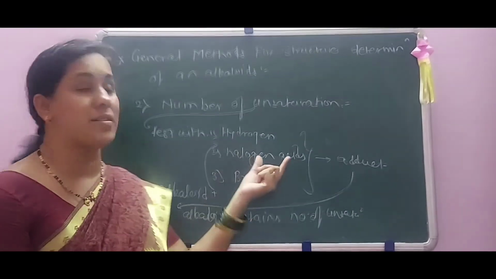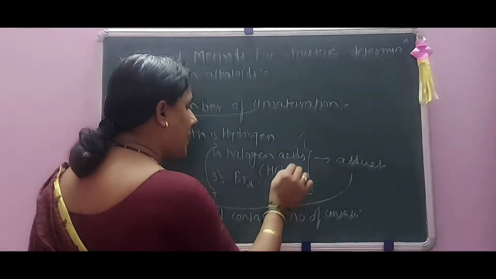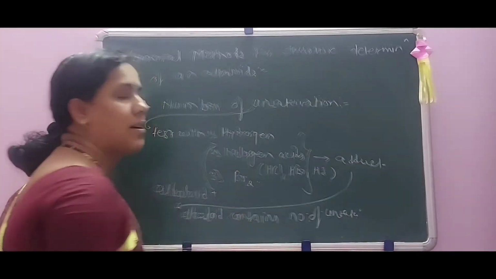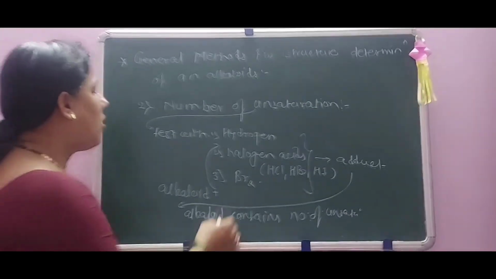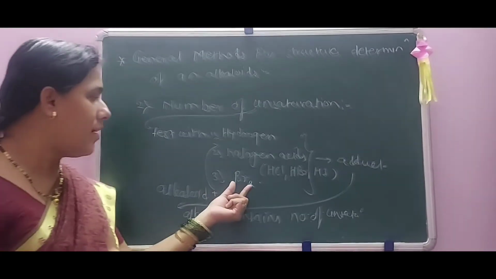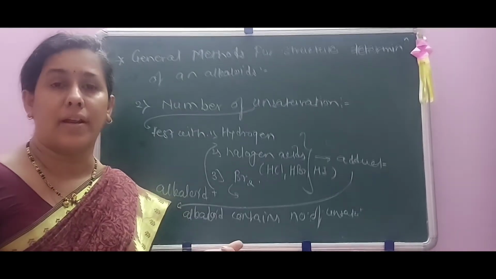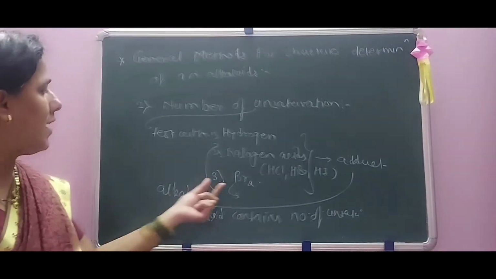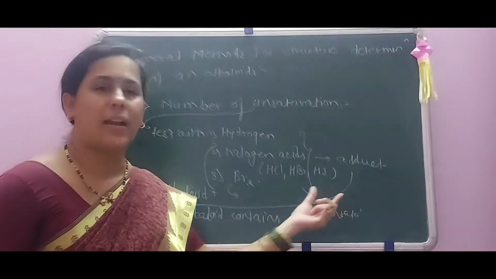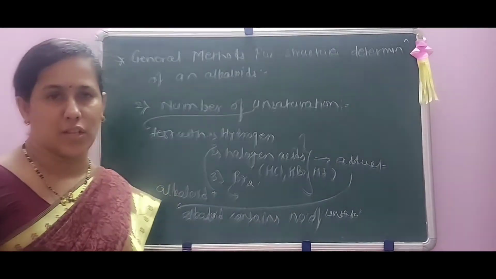Okay, that is, the reaction of an alkaloid with hydrogen gives the addition product. Reaction with a halogen acid, for example HCl, HBr and HI, also gives the addition product. Already we have seen in the structure of citral that addition of bromine gives rise to a tetrabromo derivative of citral. Like that, if we get the addition product of bromine with an alkaloid, we can say that the given alkaloid contains unsaturation.